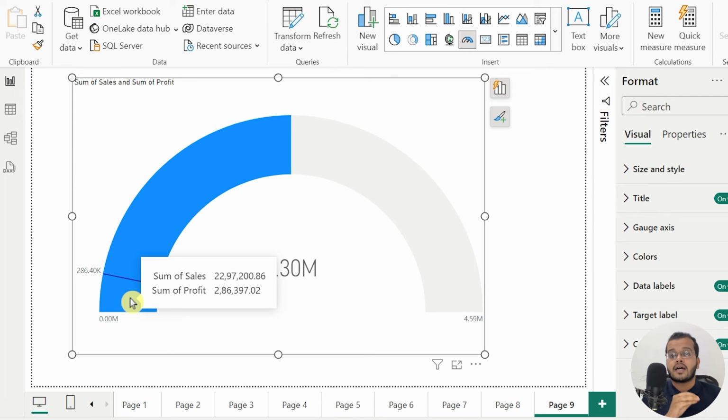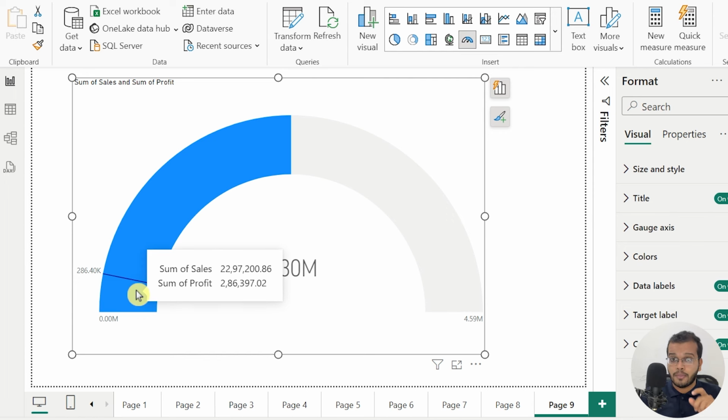So in order to see the target value with the minimum sales and maximum sales, from the minimum value to the maximum value, did you reach the target that the company or client has given you or not? If you want to see that, we can use a chart called gauge chart. This is very important if you want to see the target value.